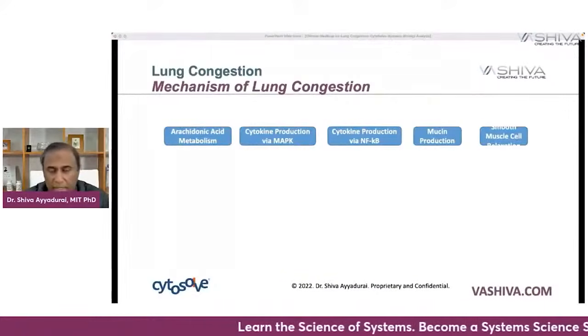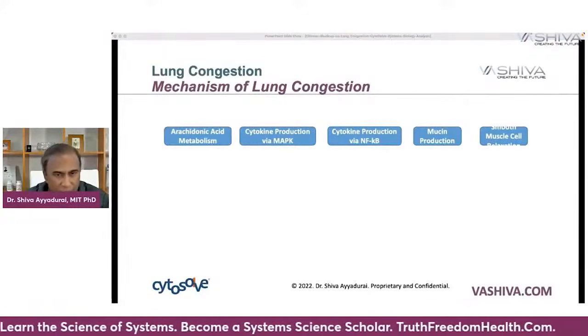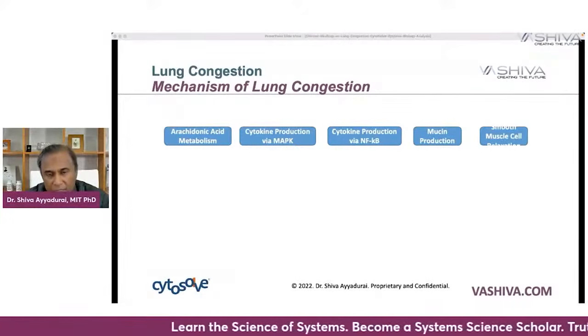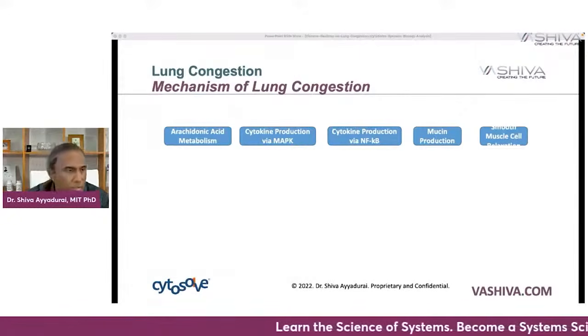One of them is where your body metabolizes arachidonic acid, and that results in inflammation we'll talk about. Then you have cytokine production via two pathways, MAPK or NF-kappa beta. The issue is how much do you have, because when you have too much of them, you create the cytokine storm. Then the fourth one is mucus production through mucin production. And then the last one is smooth muscle relaxation.